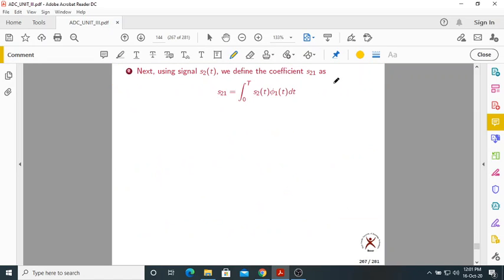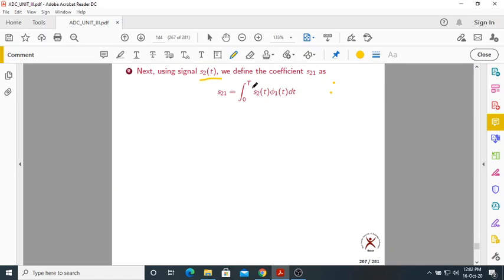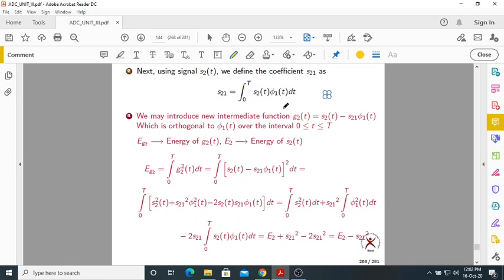Okay. Next, we use S2 of t. These things you should know: S1 of t, S2 of t, S3 of t, and so on, up to Sm of t should be known to you. Take S2 of t. What do you know? From step 1, you know phi 1 of t. From the given set of M energy signals, you know S2 of t. If you know these two, you can find S21. That is the second step. You have to find S21.